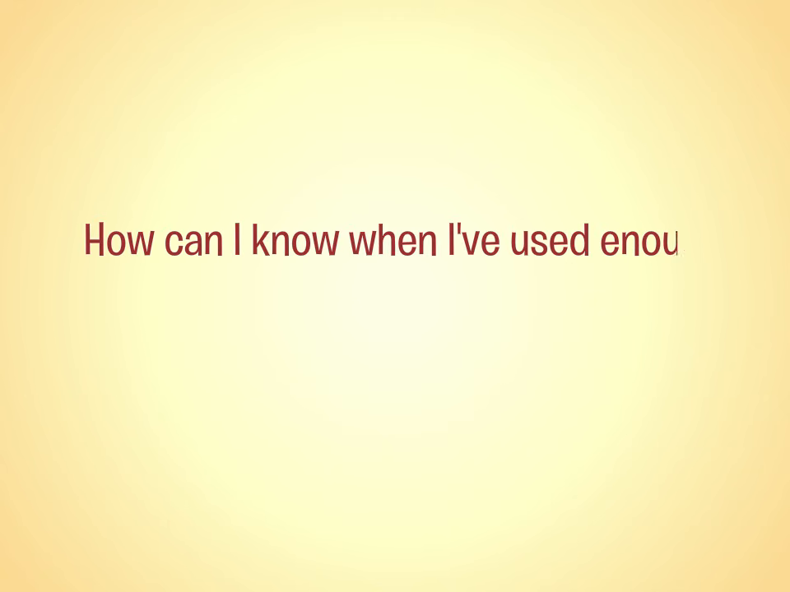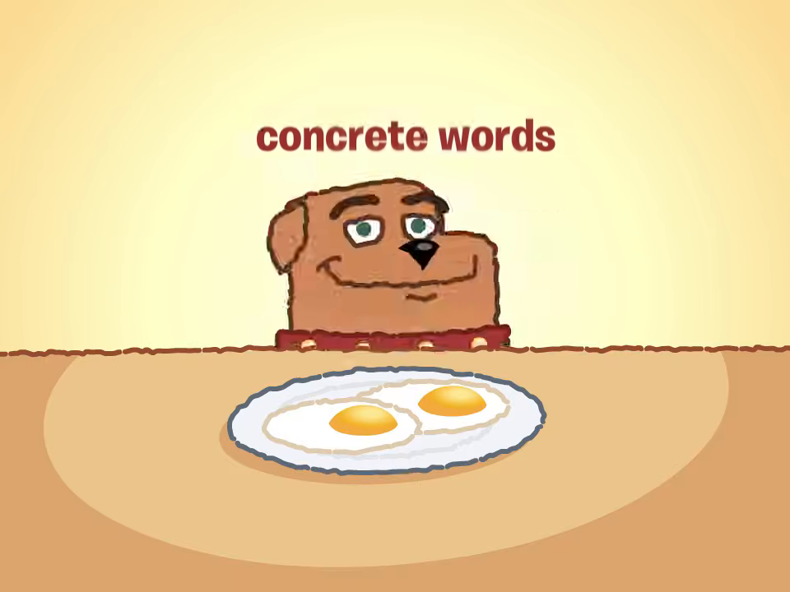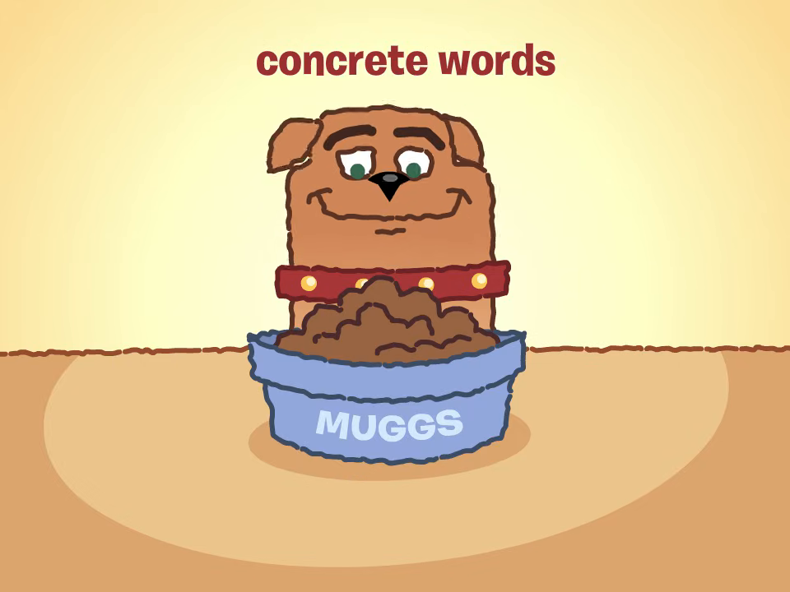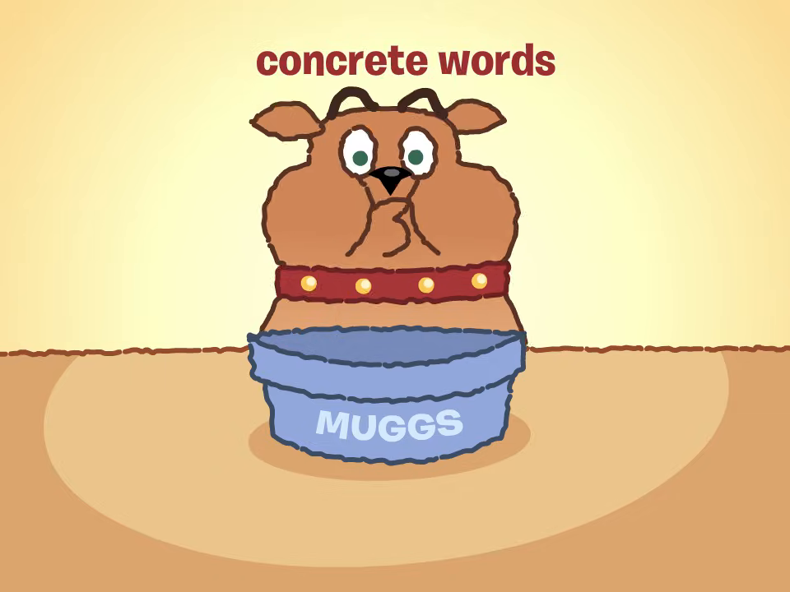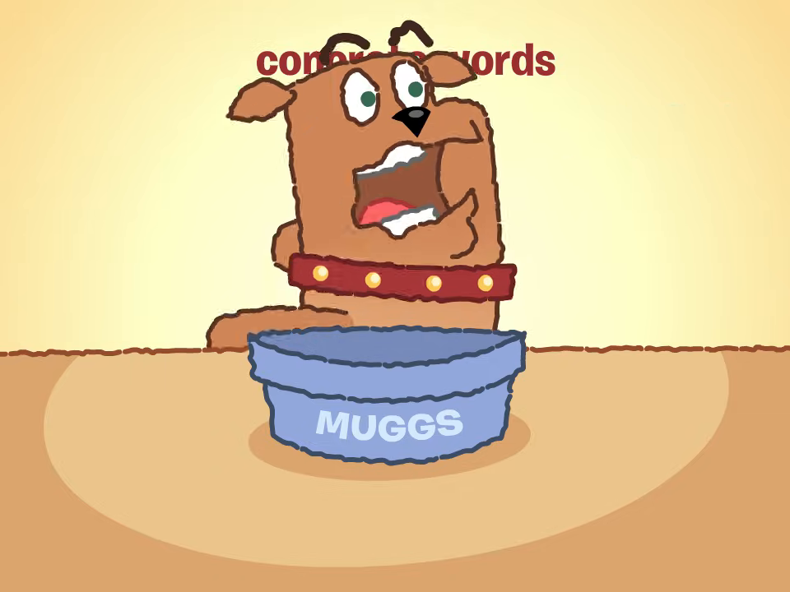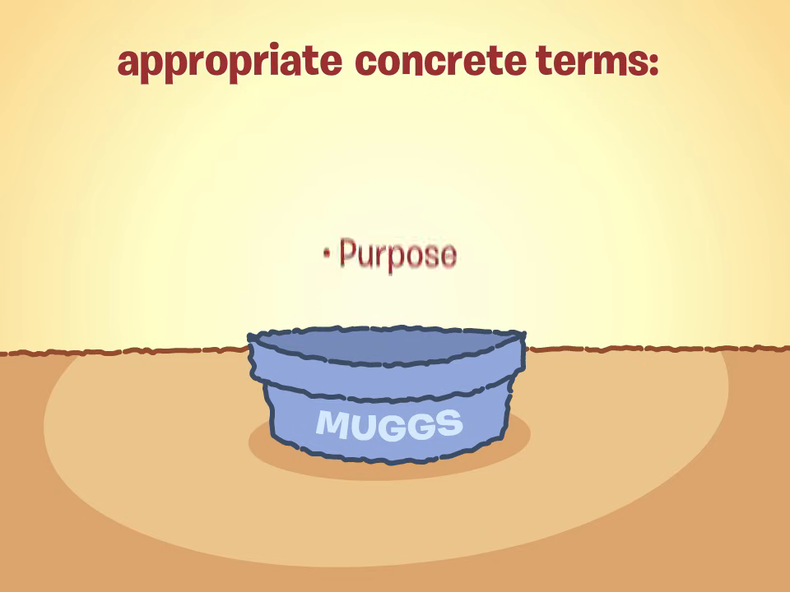How can I know when I've used enough concrete words? Well, remember, your goal isn't simply to use concrete words. Your goal is to describe your breakfast or your dog's breakfast so vividly that readers understand what you want them to understand. And you can't do that unless you choose the appropriate kinds of concrete terms. And that always depends on your purpose and your audience.